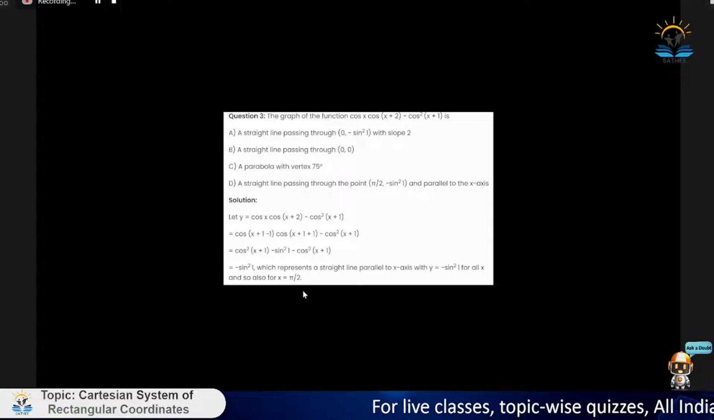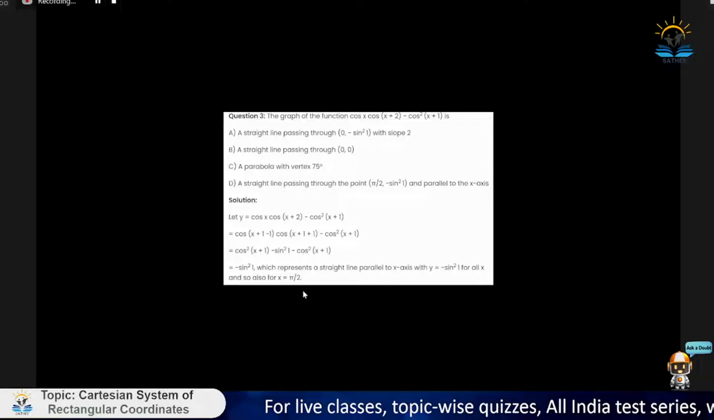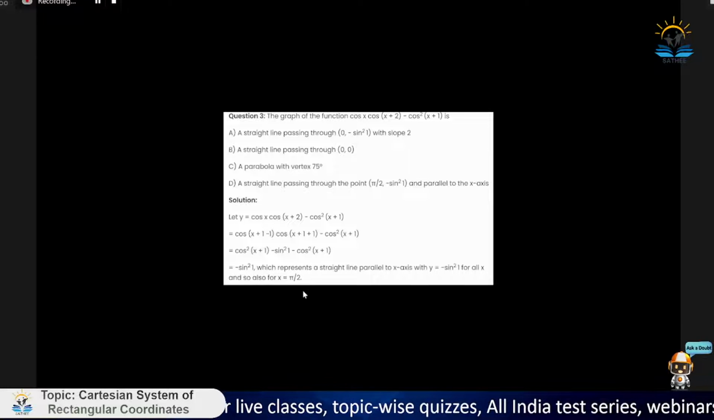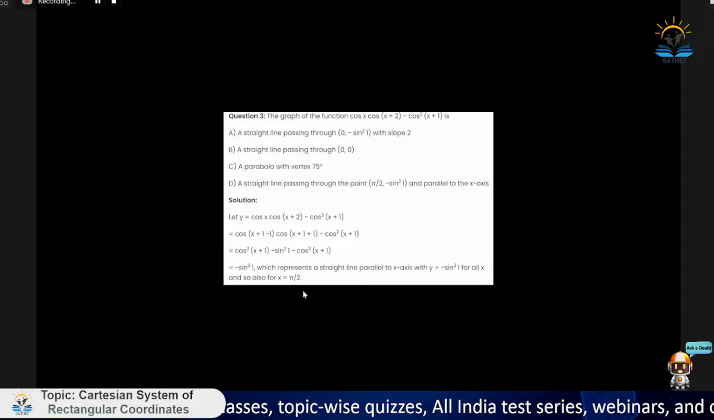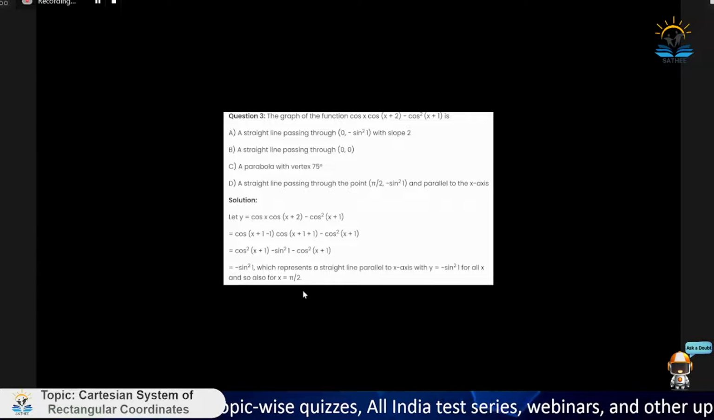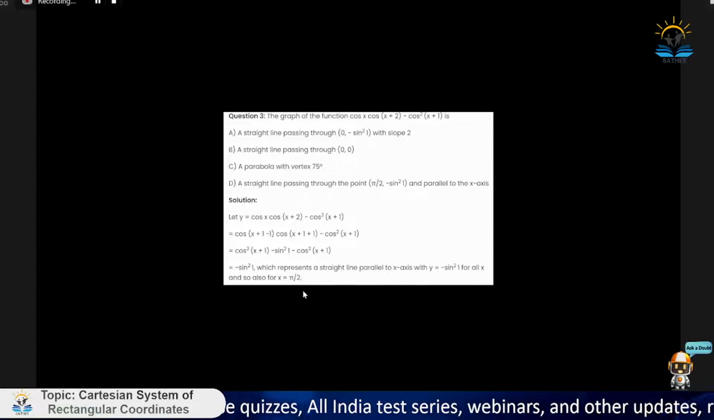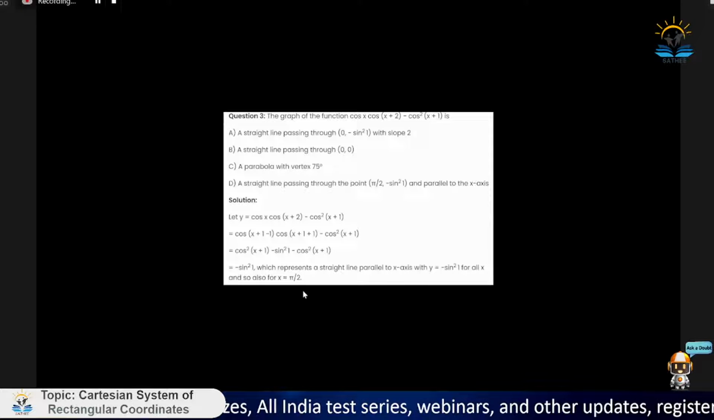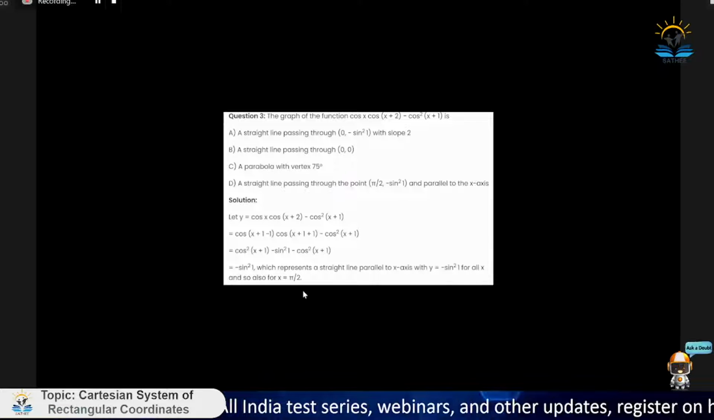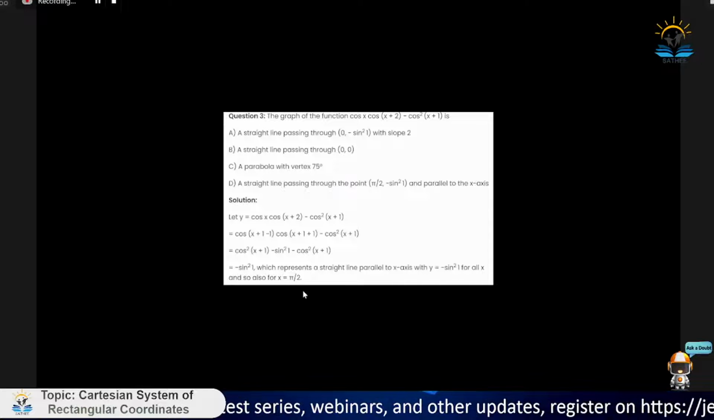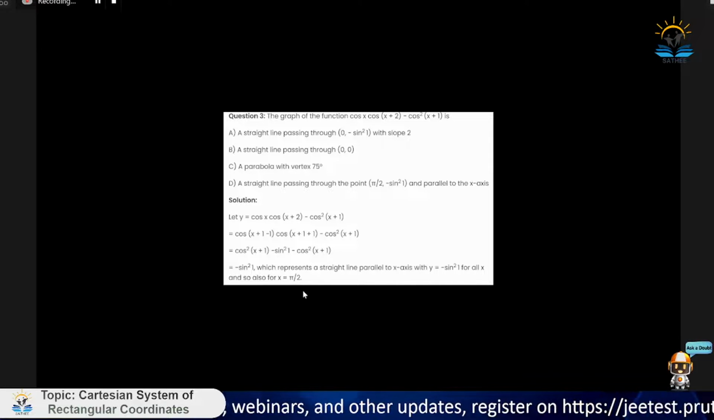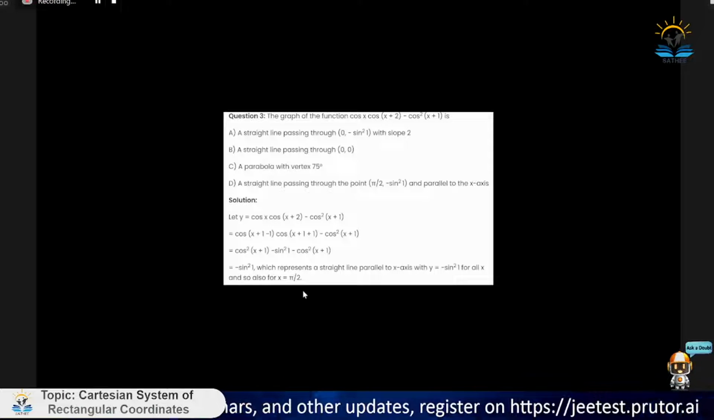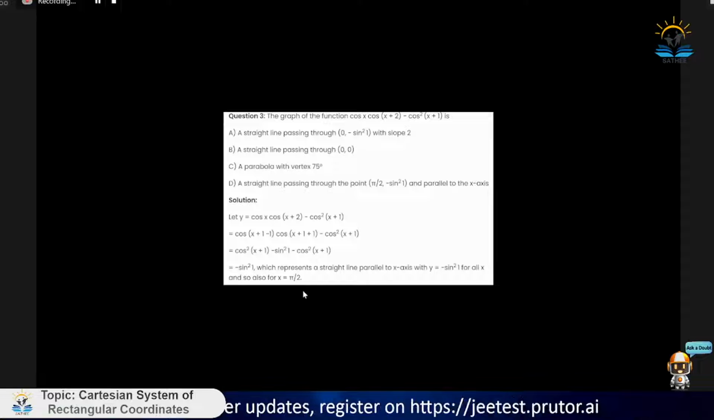So we can use the formula that cos of a plus b into cos of a minus b is equal to cos square a minus sin square b. So here cos square x plus 1 minus sin square 1 minus cos square x plus 1, which is nothing but minus sin square 1. So y equal to minus sin square 1, which is nothing but a line parallel to the x axis, with the coordinate y equal to minus sin square 1. So here you can say that a straight line passing through the point pi by 2, minus sin square 1. As it is parallel to the x-axis, it has all x values, minus infinity to infinity.